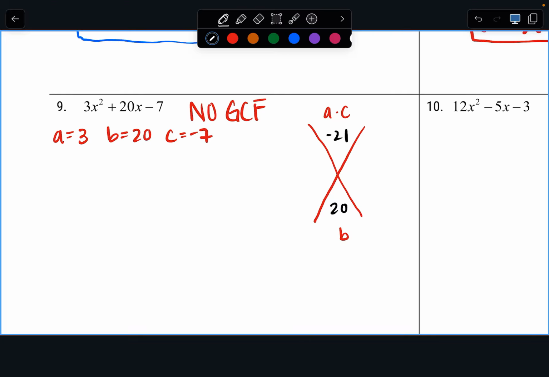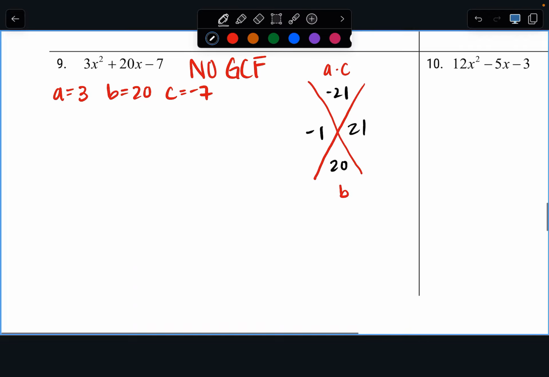Max, what do you got? Never mind. Tom, what do you got? 21, negative 1. Wait. Does that work out? What's negative 1 times 21? Negative 21. What's 21 minus 1? Yes. It does not matter which order.